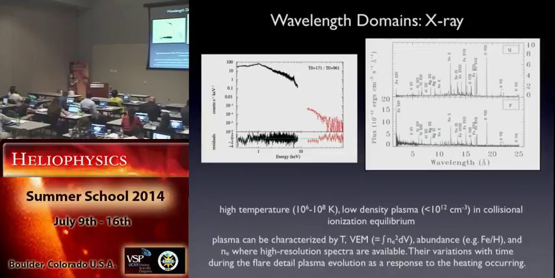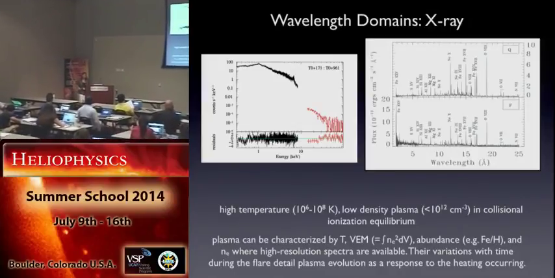You can characterize this plasma by a temperature, a volume emission measure, which is just the integral of the electron density squared over volume, the abundance, how much material is there, how much iron is there, how much oxygen, how much silicon, and electron density. In particular for flares, you can probe the variations of these parameters with time, and that tells you what the heating and cooling processes are and what their timescales are.